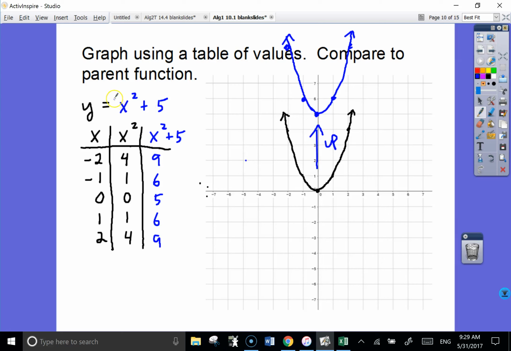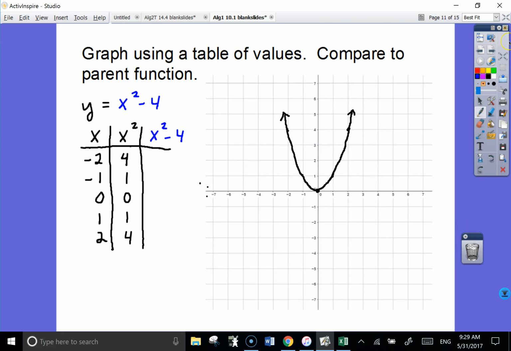Well, we don't really have to times it by 1 because 1 times anything is the same thing, right? But you could have a number multiplying and a number adding. Okay, what do you think will happen if I subtract 4 after the function? It's going to go down 4, right? These numbers are going to become 0, -3, -4, -3, and 0.